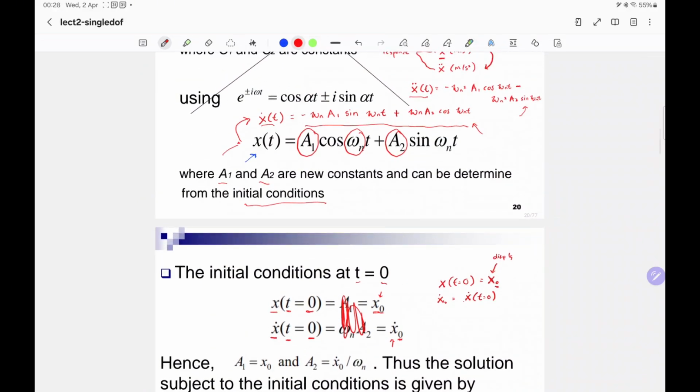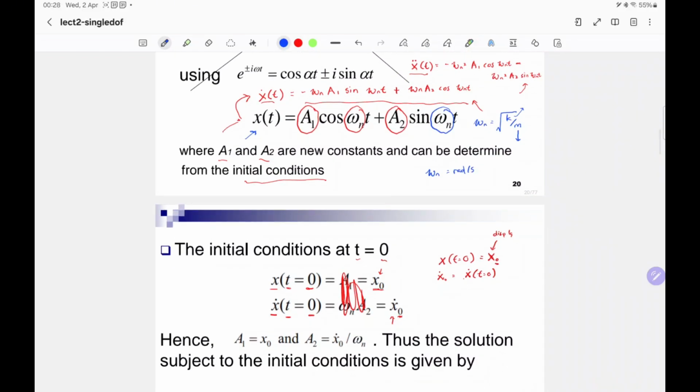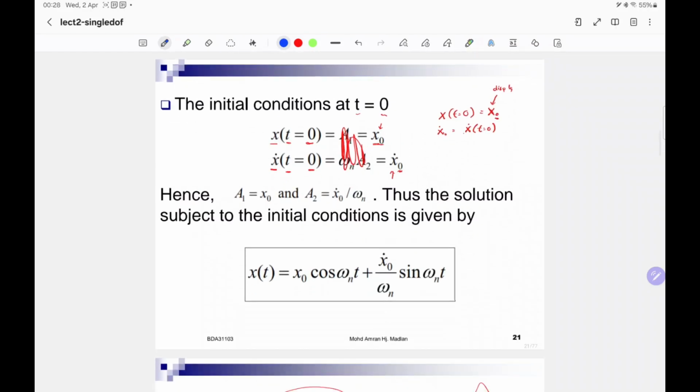Before we go on to how to determine A1 and A2, maybe we can do a bit of recap. How do we determine omega n? Since now the case is a single degree of freedom system, omega n is the square root of k over m, where k corresponds to the stiffness coefficient and m is the value of mass, and the unit of omega n is radian per second.